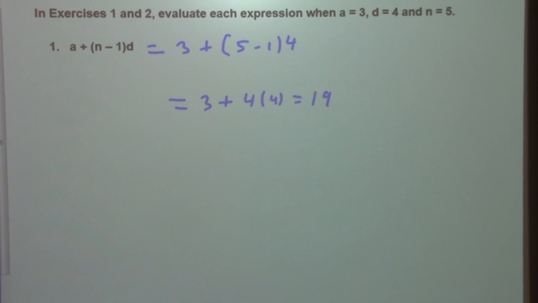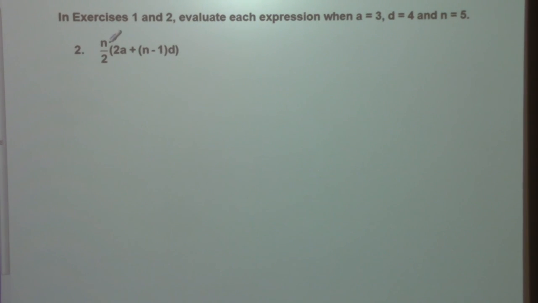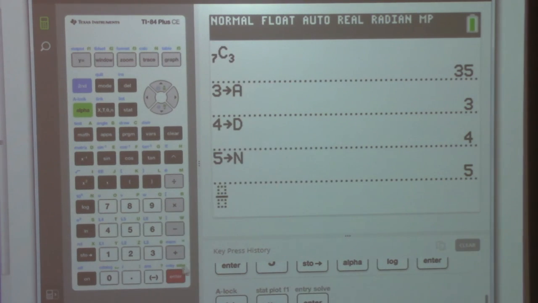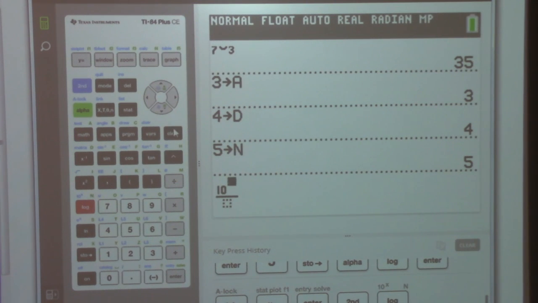and for number 2, we can just type this in, N over 2 times 2A, and just type this in. Can you do that? Yeah, you can. So we're going to get N over 2, which is 5 over 2 times, so I'll just put that in my calculator right now. So alpha, I'm going to put N over 2. So N, whoops, I don't know what happened there. Alpha, and I'm going to put N, that's alpha N.